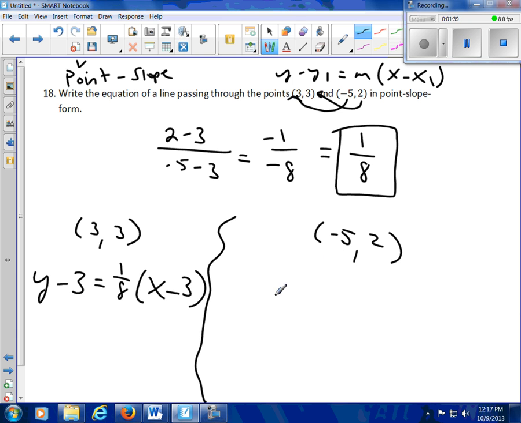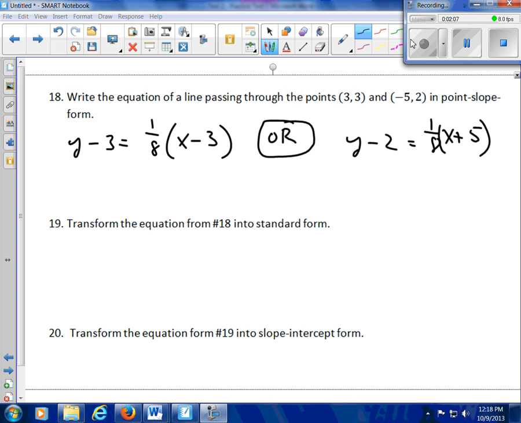If I had used the other point, I'd have y minus 2 equals 1 over 8 times x minus x1. So x minus negative 5 would be plus 5. And that's both of my equations in point-slope form.